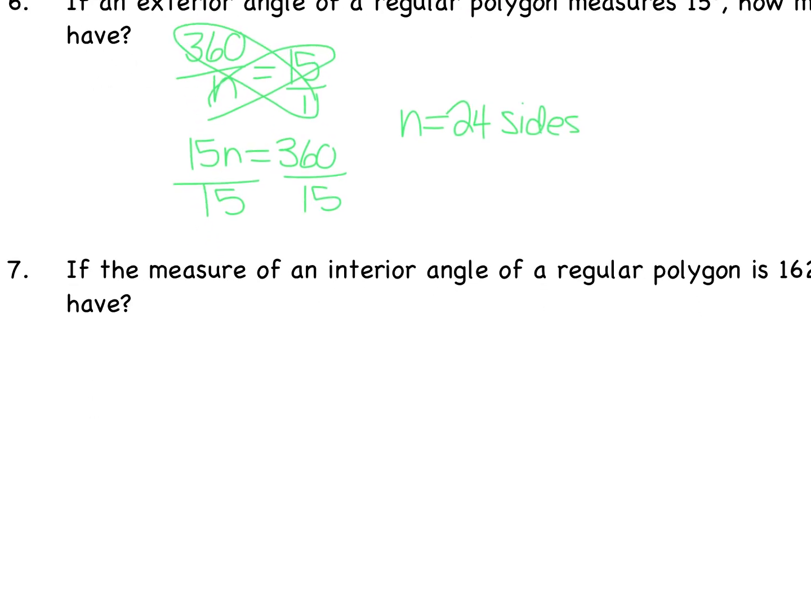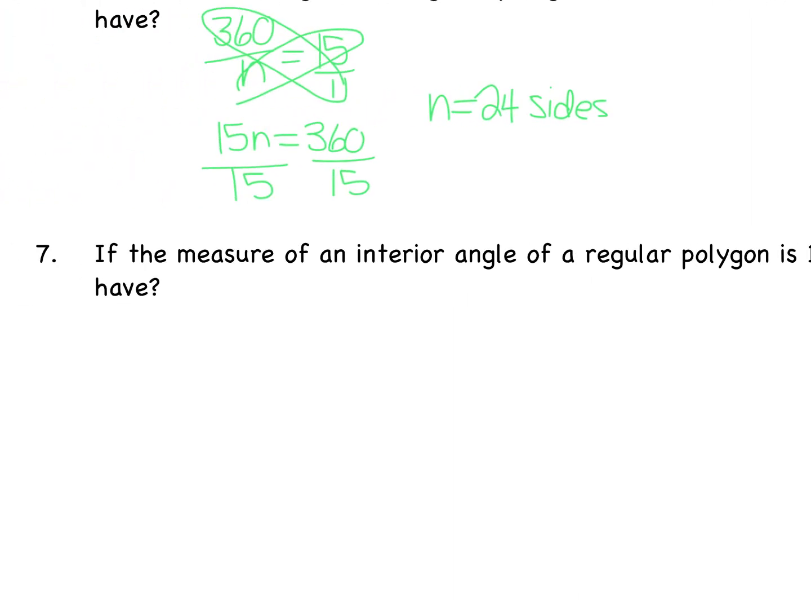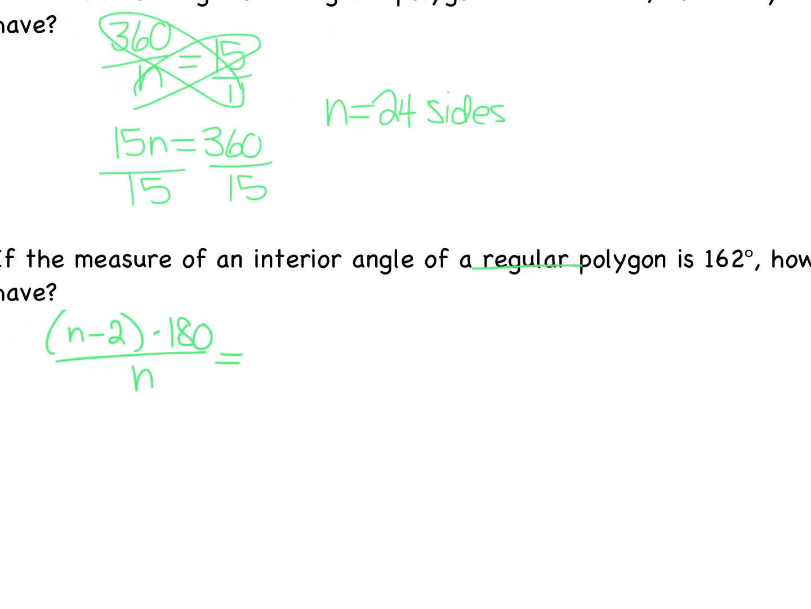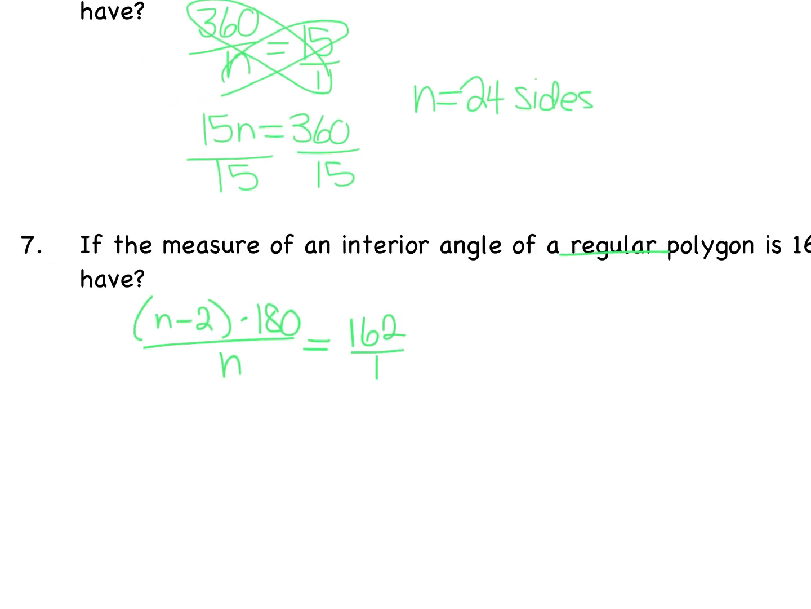Okay, so here, if the measure of an interior angle of a regular polygon is 162, how many sides does it have? We could do the same thing here. We could take the sum of the inside angles divided by n, and then equal it to one individual interior angle. Again, we can only do this when they're regular polygons. I could put this over 162, put this over 1, and cross multiply and do it that way. Or heed my advice, take my advice, and let's do this instead.